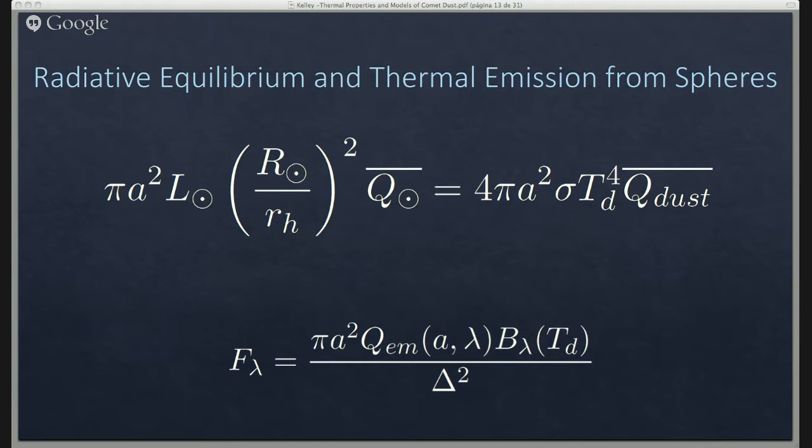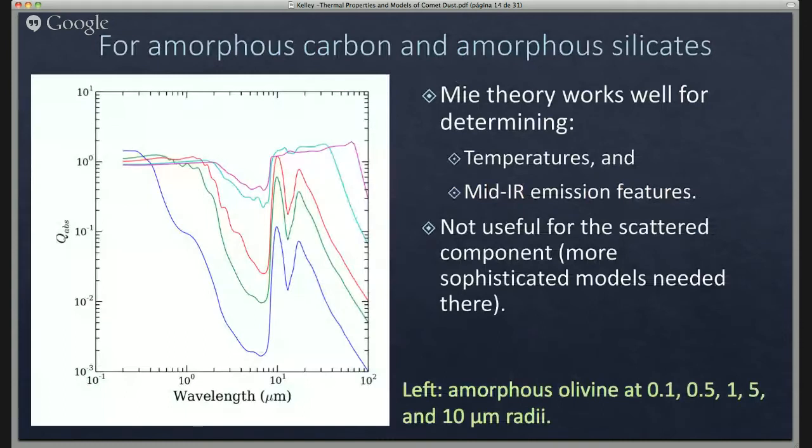So for the amorphous species, we can just use Mie theory. Mie theory works really well for determining temperatures and also for giving us mid-infrared emission features for the amorphous species. It's not particularly useful for the scattered component, but it works well enough just to give us the temperature.